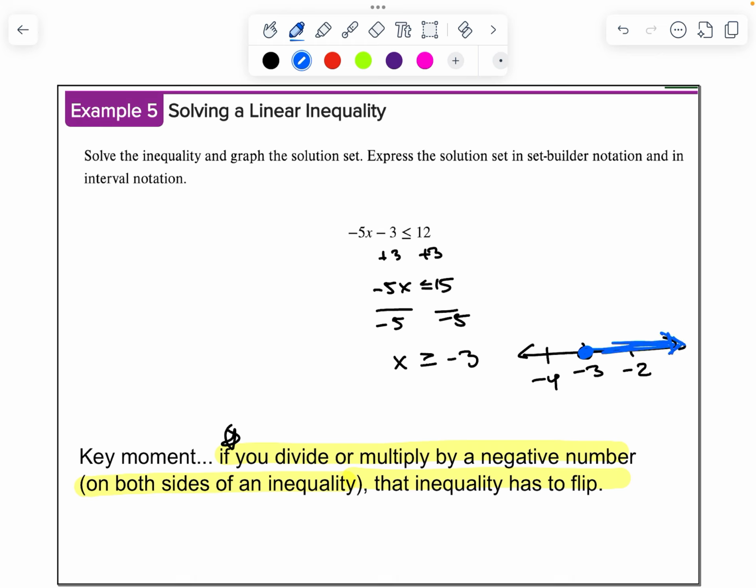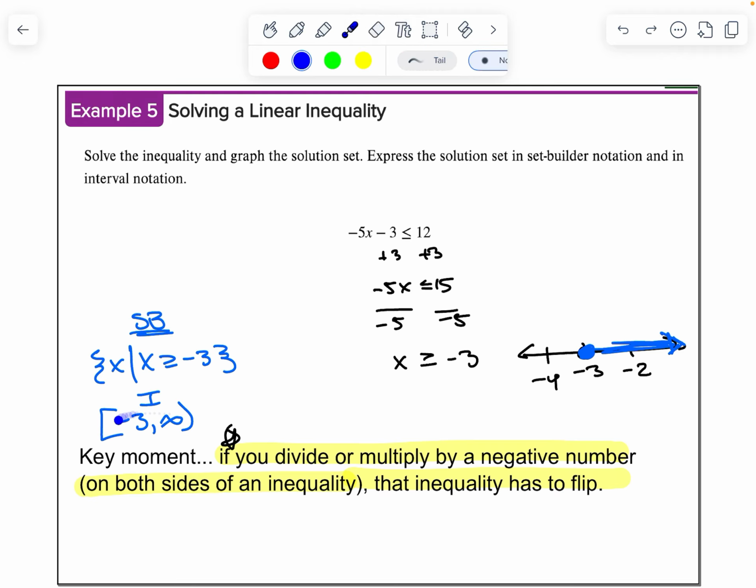Our set builder notation is the set of x such that x is greater than or equal to negative 3. That's our set builder. Our interval notation is shaded everything from negative 3 to infinity. Infinity gets a parentheses. Since the negative 3 has a closed circle, it's going to get a bracket, right? Any closed circle always matches with a bracket. Notice this answer has a bracket and a parentheses. That's because our negative 3 had a closed circle. Infinity can never have a bracket.